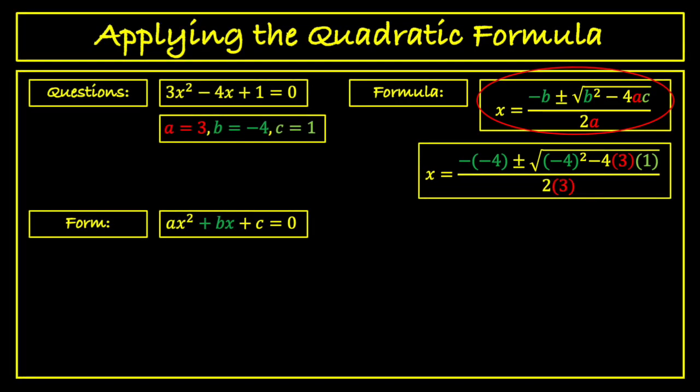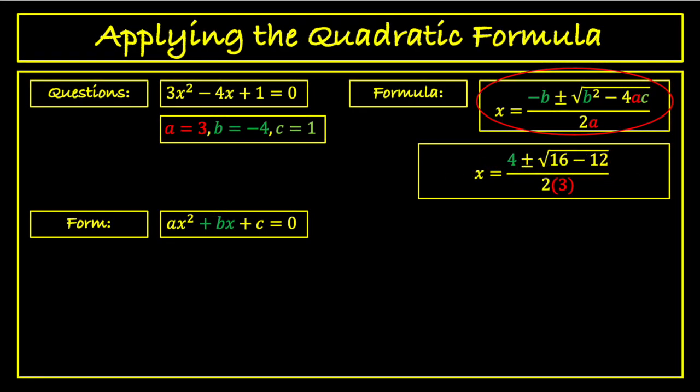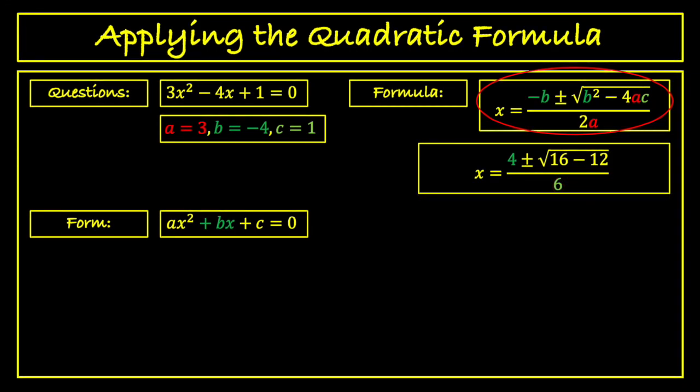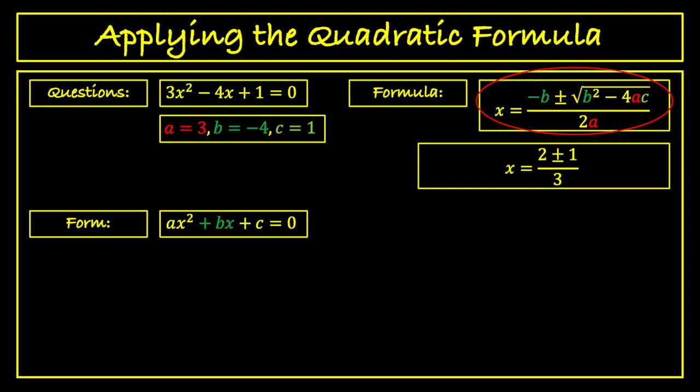The negative of a negative is positive, so the negative of negative 4 is 4. The discriminant is the root of negative 4 squared, which is 16, minus 12. The whole equation is divided by 6, giving us 4 plus or minus the square root of 16 minus 12 over 6. Simplifying the equation gives us 4 plus or minus 2 over 6. Dividing both the numerator and the denominator by 2 gives us our solution, x equals 2 plus or minus 1 over 3.